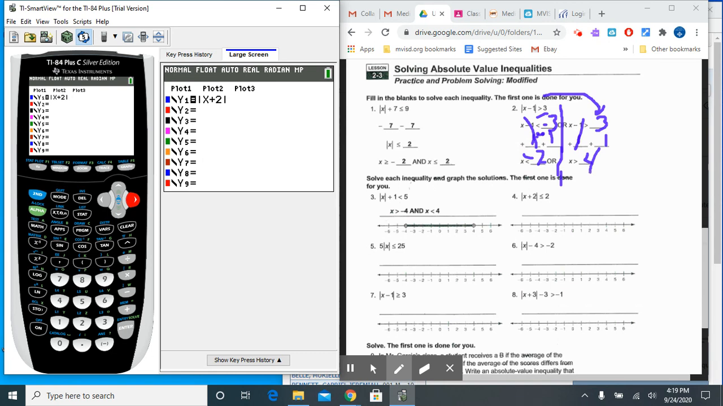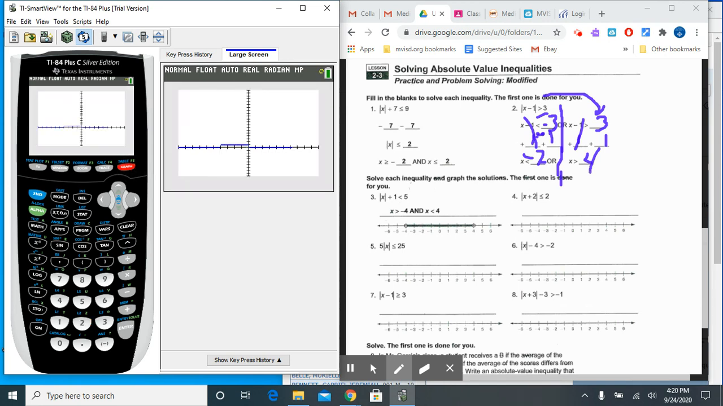Now the inequalities in your calculator are under second math. Second math, not just math, second math. That's where the inequalities will show up. And the inequality I want is the less than or equal, which is option 6. And then I put a 2. So what's on your calculator screen should look exactly like question 4 on your problem worksheet. And then I graph that.